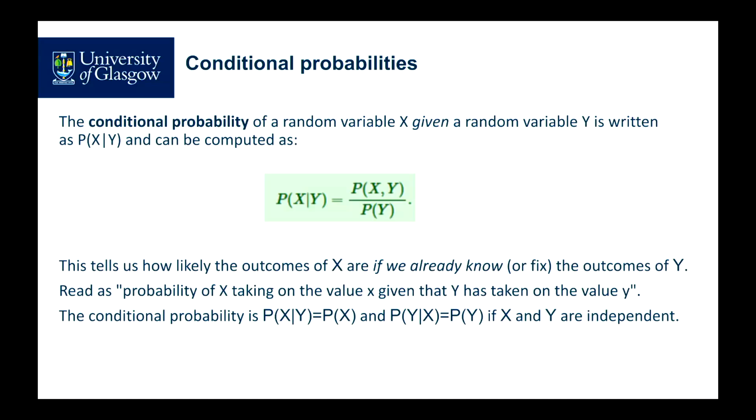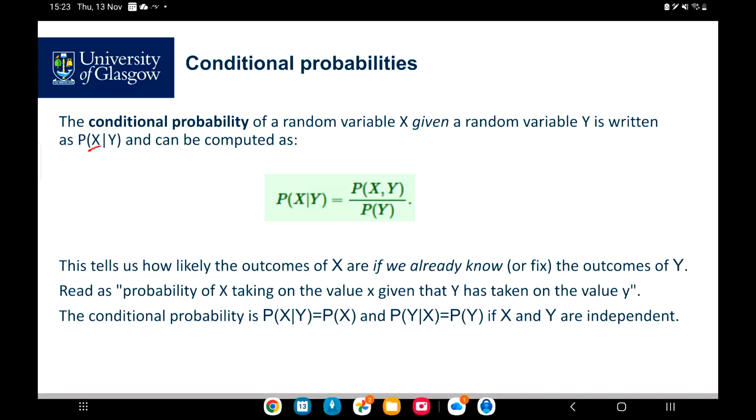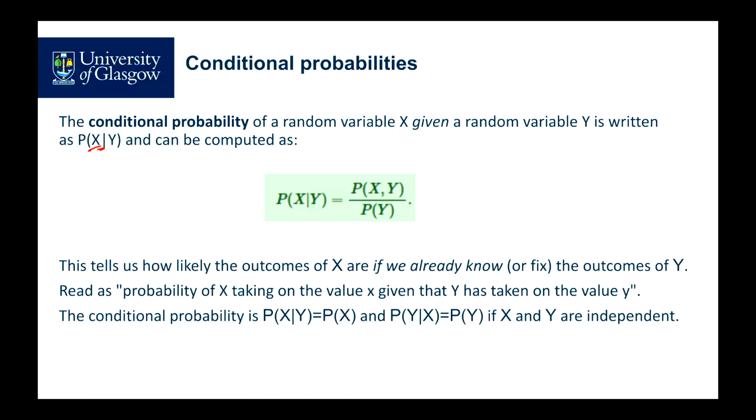Now the other notion when you have multiple variables is that if you have joint probabilities, you can also have conditional probabilities. Conditional probability is the probability of a random variable x given a random variable y. That's written as p of x, vertical bar, which means given, and y. So that means: what is the probability of x given y?